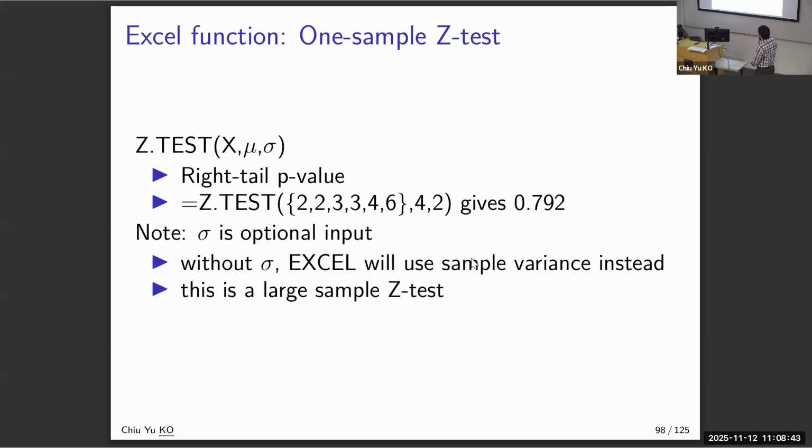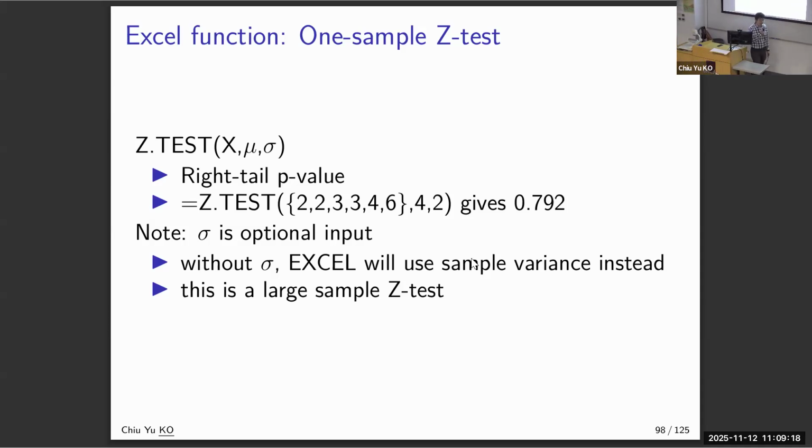If you give the data, which is x, for a one sample Z test, it can be data directly, or you can give the cell range. And you can give the mu, which is the mean you want to test. You give a sigma. If you don't use sigma, then you use the sample one. And this will give you exactly the Z test.